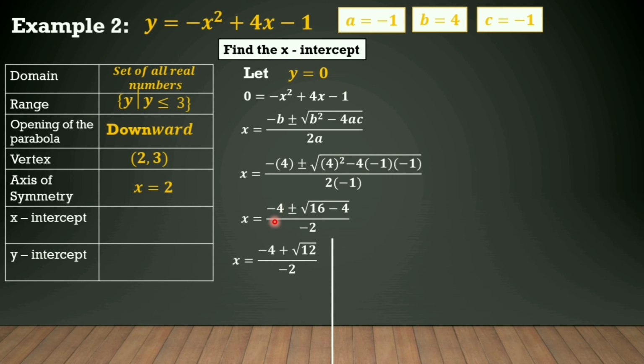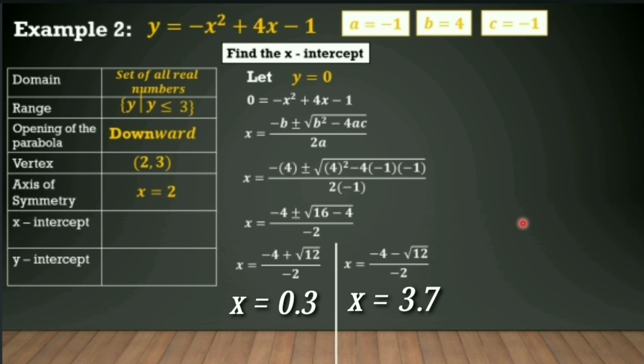So, we have negative 4 plus, yung positive muna, the square root of 16 minus 4 is 12, then all over negative 2. And then, yung isa naman is x is equals to negative 4, minus naman, minus the square root of 16 minus 4 is 12 divided by 2. So, dito na part na to yung isolve using your calculator. Mas maganda kung gagawin nating decimal to para hindi tayo mahirapan na ilagay sa Cartesian plane once na mag-graph na tayo mamaya.